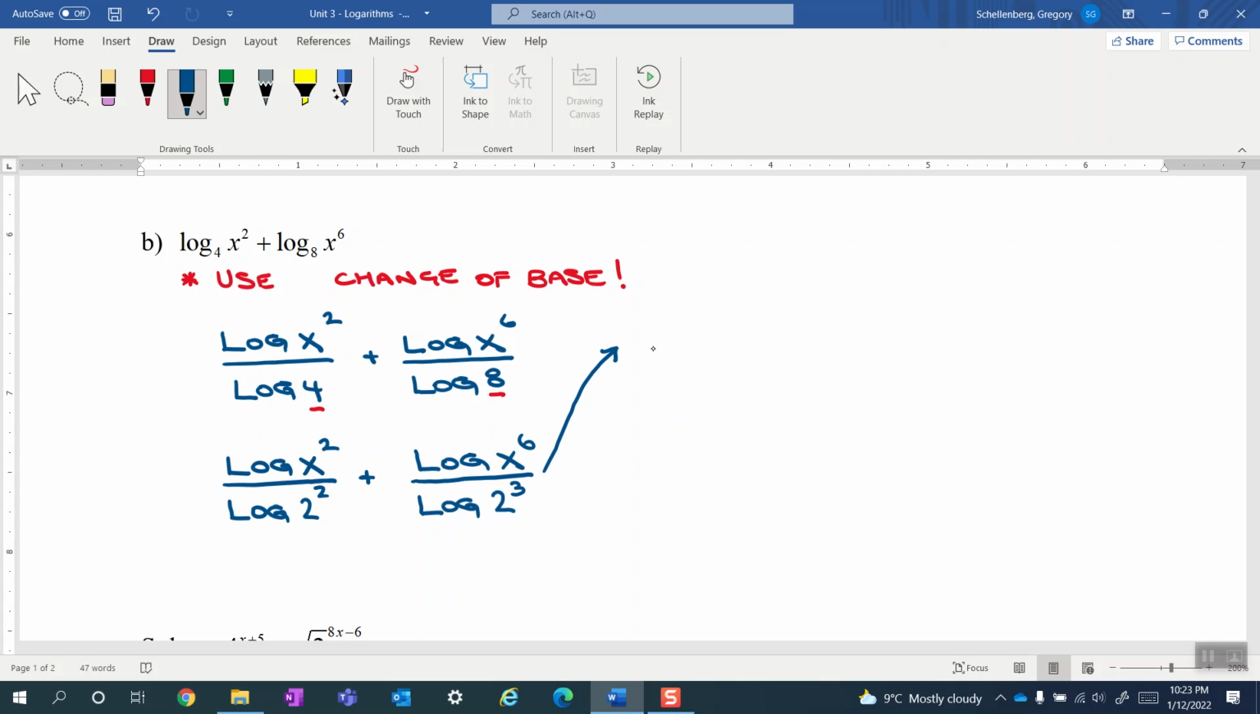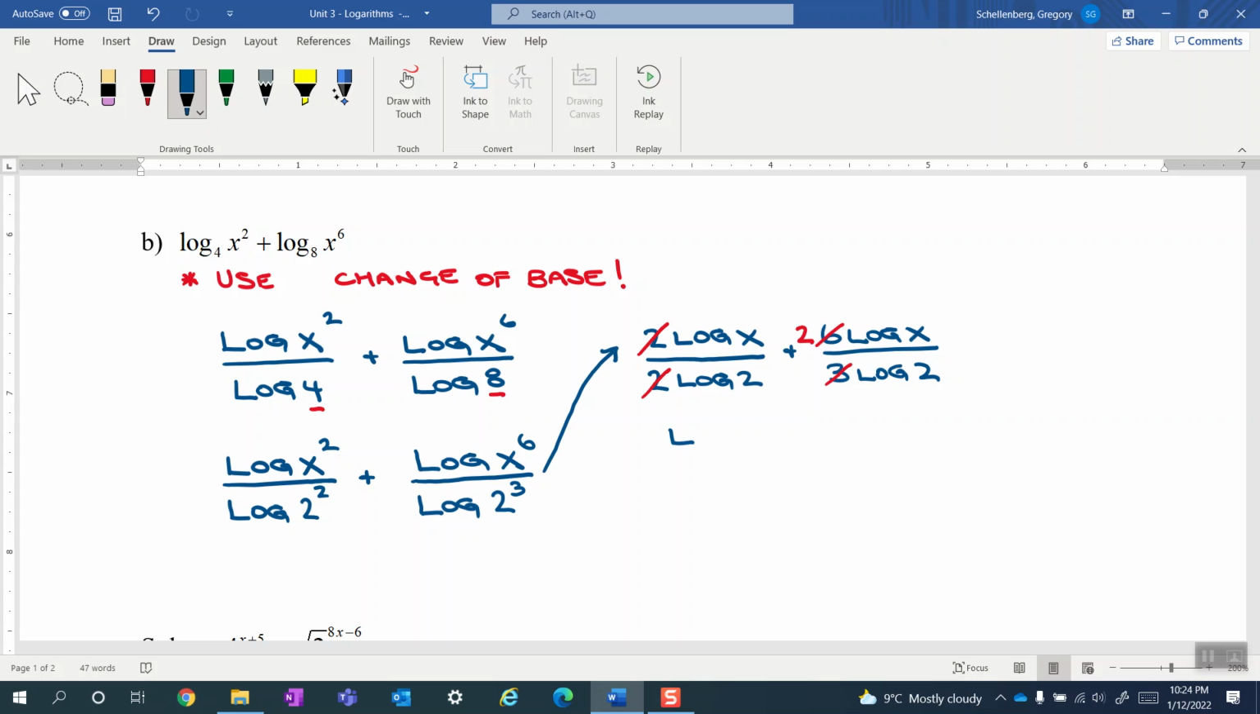So the log of x squared becomes 2 times the log of x. And this is over, and the log of 2 squared we can write as 2 times the log of 2. And then we've got 6 times the log of x. And 3 times the log of 2. And let's see if we can simplify those coefficients. Those cancel each other out, and we end up with 2 log x there.